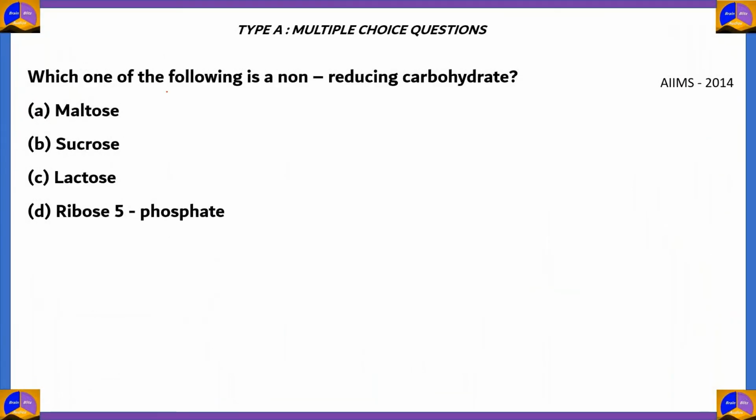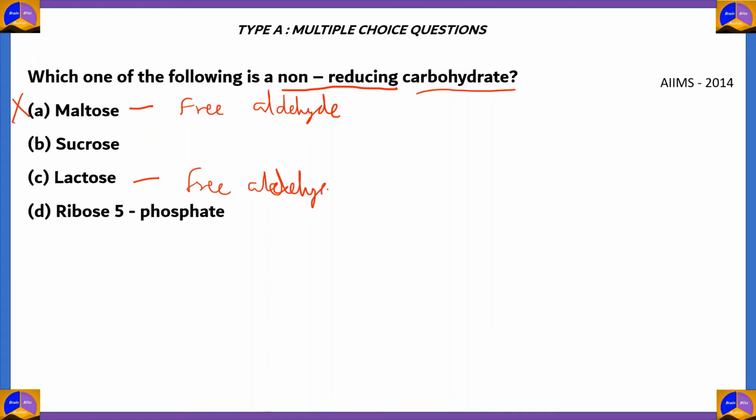Next question. Which one of the following is a non-reducing carbohydrate? Maltose, sucrose, lactose, ribose 5-phosphate. Let's look at each of our options. Option A, maltose. The structure of maltose has a free aldehyde, and aldehyde is reducing, so that makes option A incorrect. Option C, lactose, also has a free aldehyde group in its structure, so therefore option C is also incorrect.